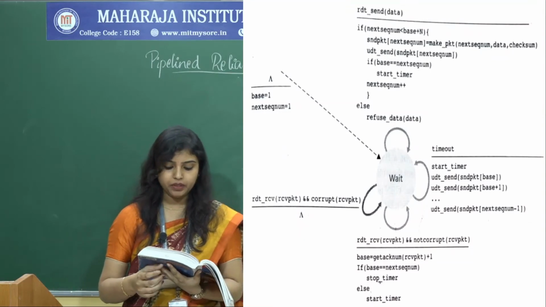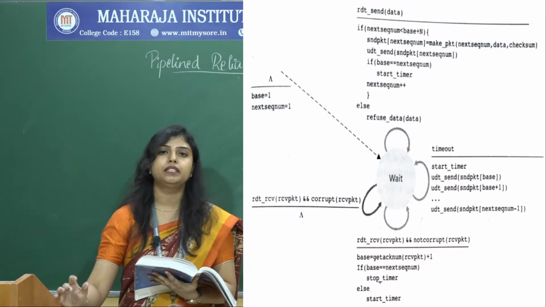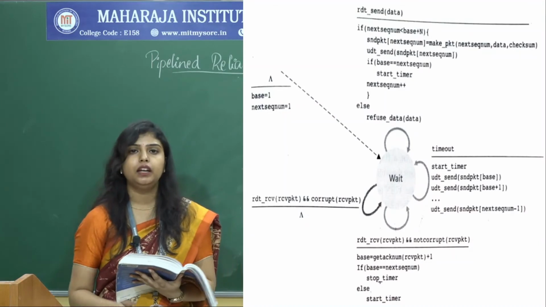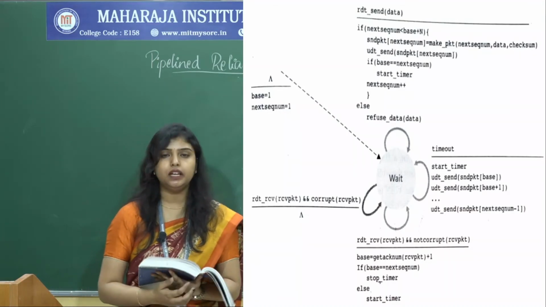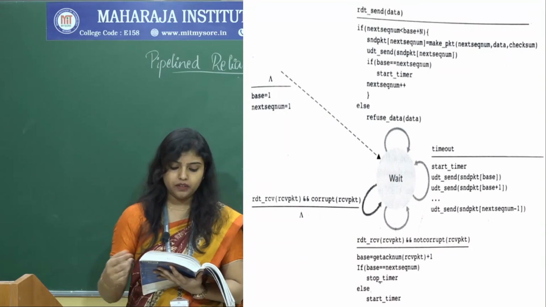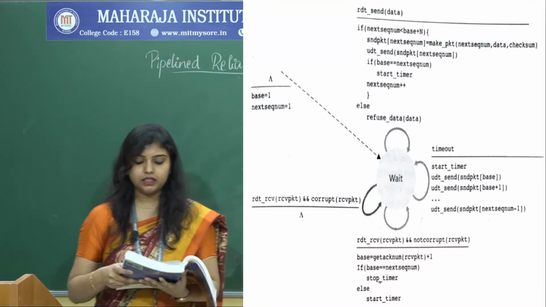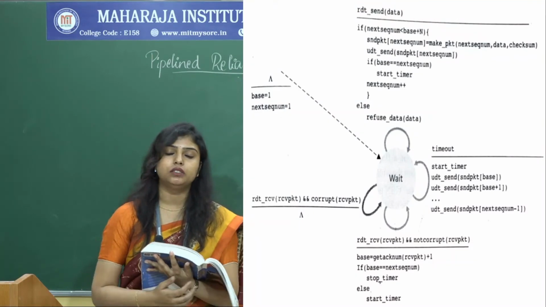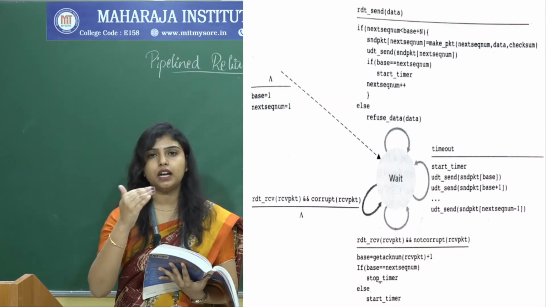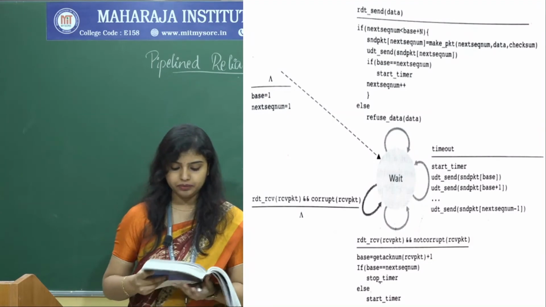It sends that packet, and then it checks if base is equal to next sequence number. Only if base is equal to next sequence number, it will start a timer, and then it will increment the next sequence number. If the next sequence number is not within the window, it will refuse the data. Next, if the timeout occurs, it will start the timer again and send the whole sequence to the receiver. That is what they have shown there.